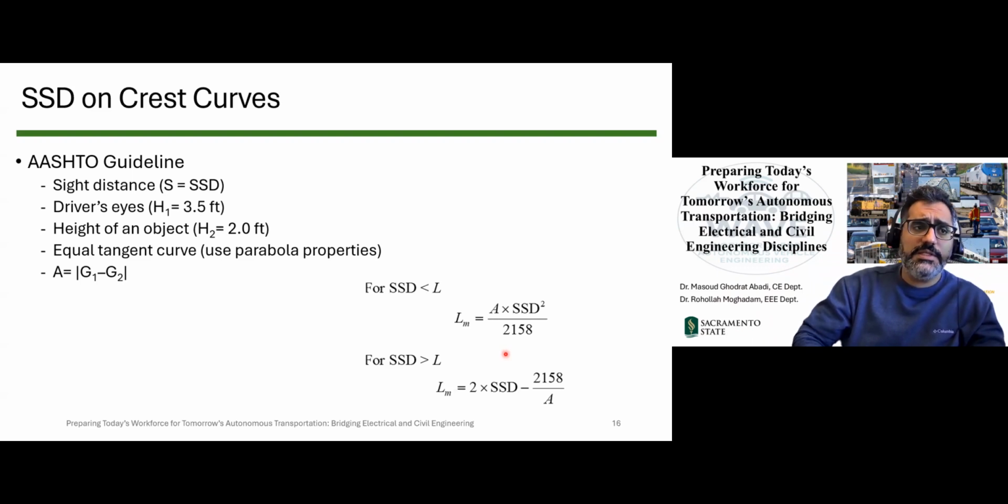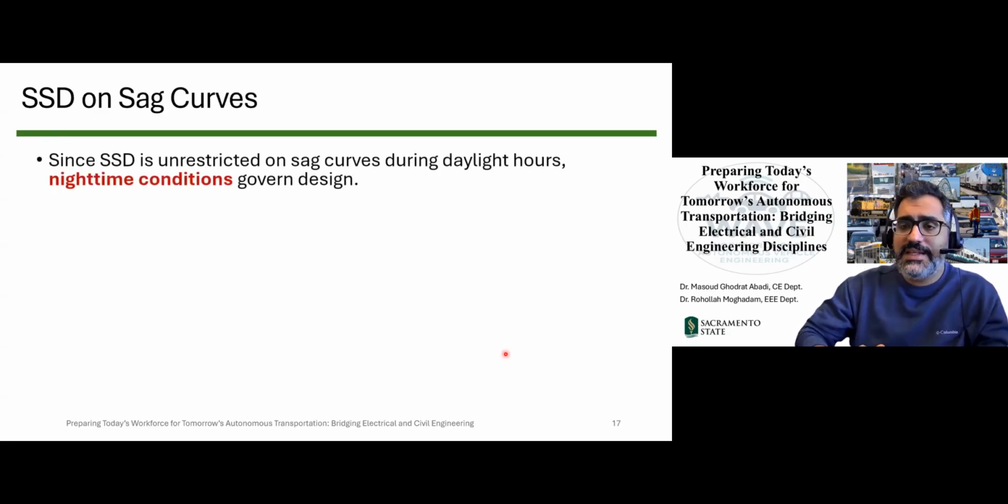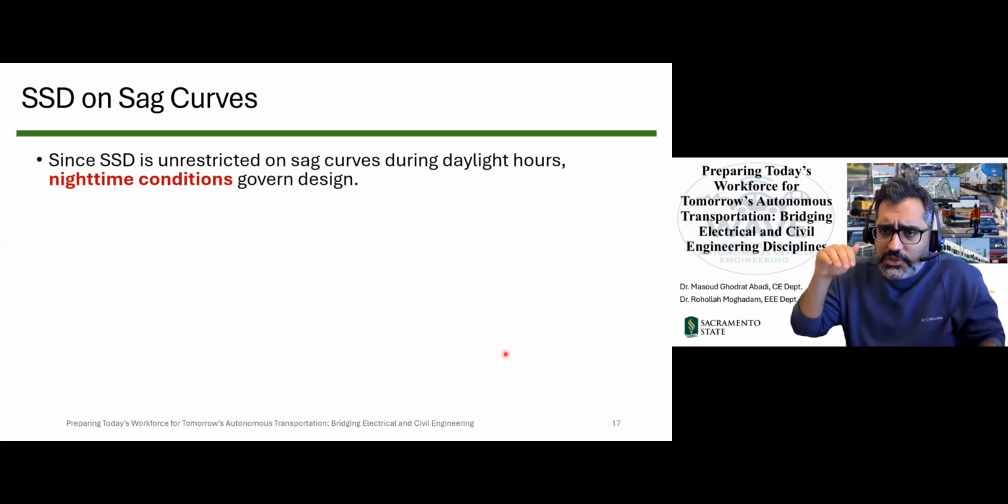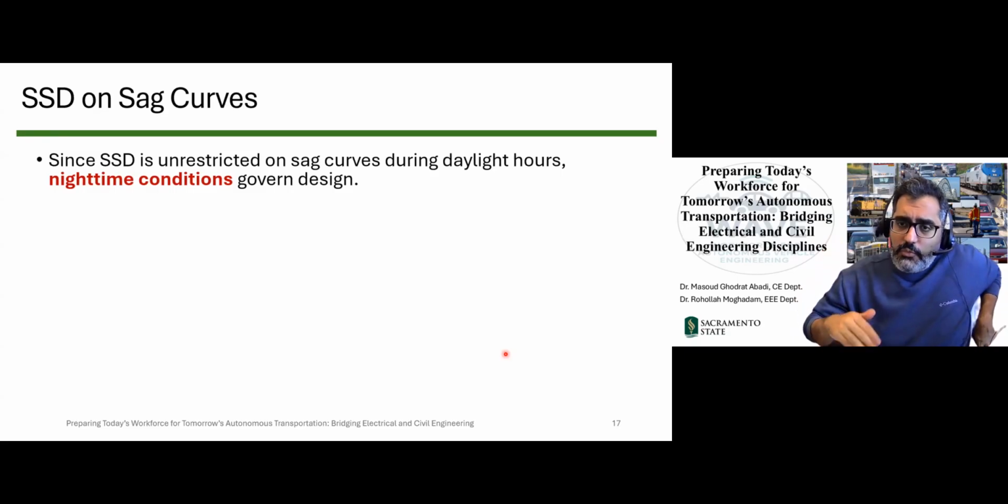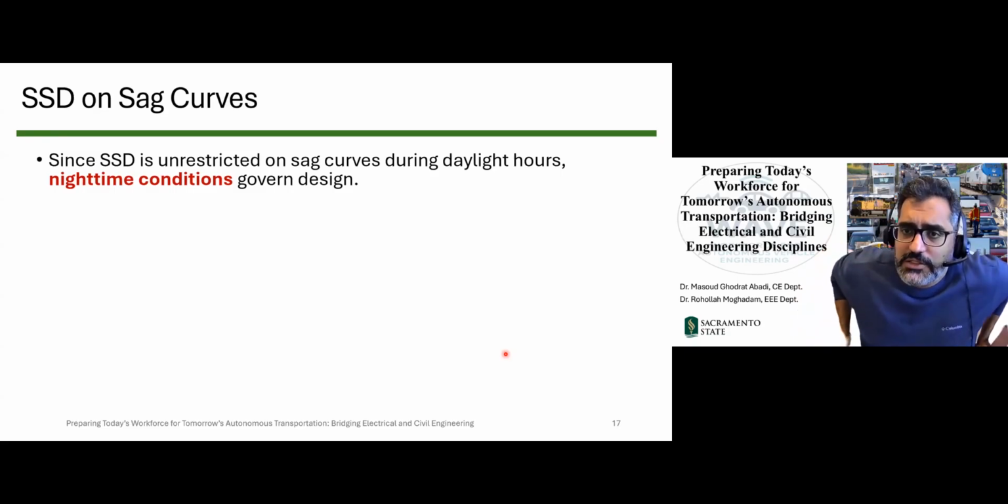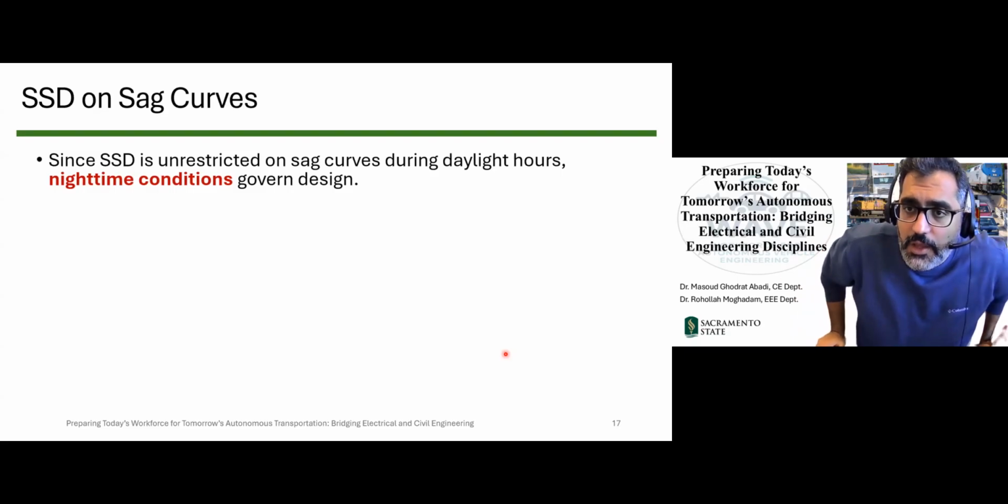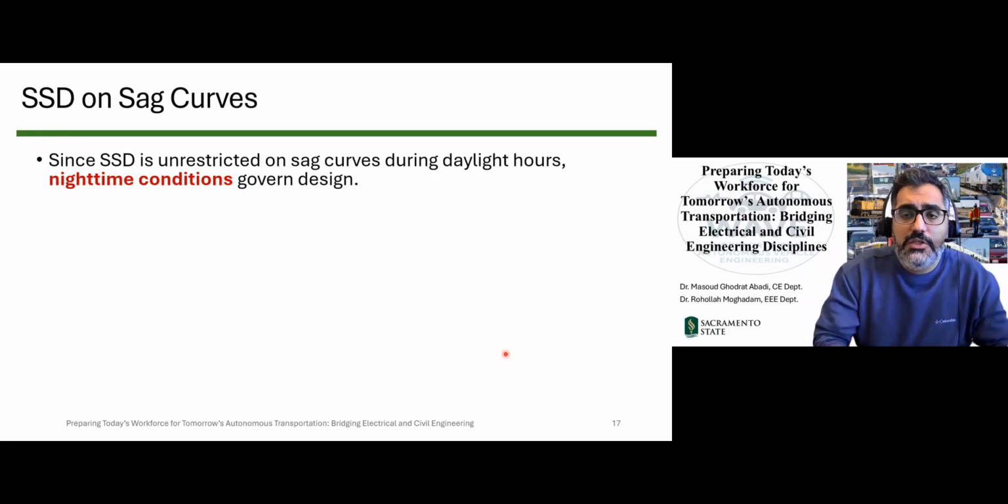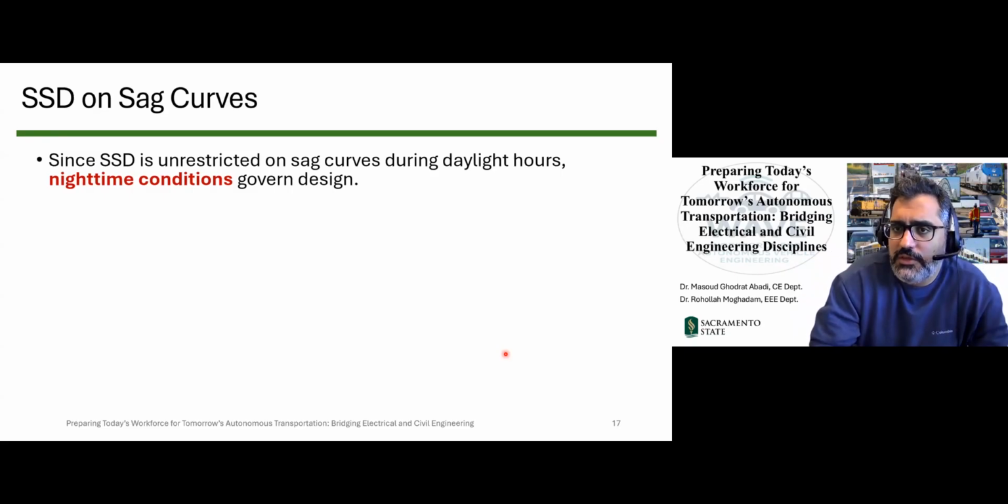Now this was everything about crest curves. This was stopping sight distance on crest curves. What about sag curves? What if you are actually going down and we want to think of a potential hazard on the other side of the roadway? What is important here is nighttime condition, not the daytime. Because during the day, you can just bring your head up and see if there is anything in front of you, right, on the other side of the curve.